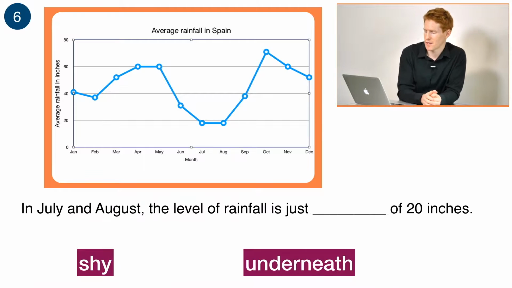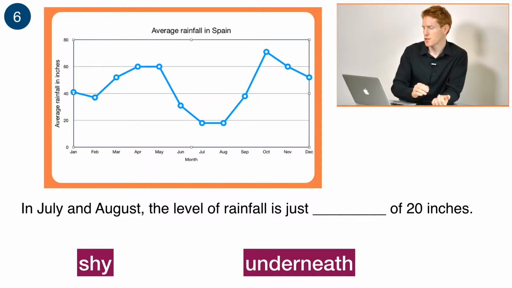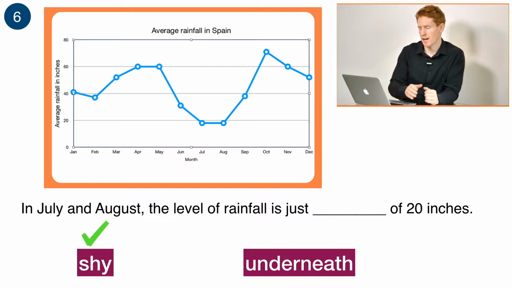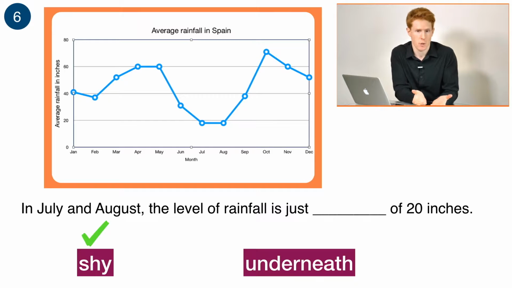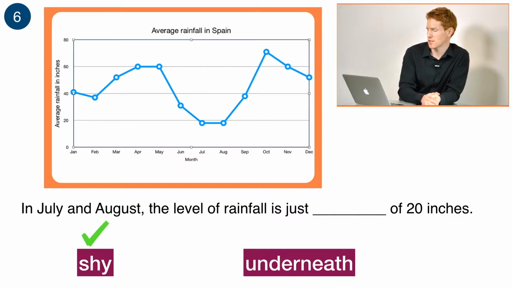Number 6. In July and August, the level of rainfall is just of 20 inches. So look at July and August, and we can see that it is just below 20 inches. So we would say just shy of 20 inches. We don't say just underneath of 20 inches. We could just say is just underneath 20 inches or is just shy of 20 inches, which means it's just below that figure. It's just below 20 inches.